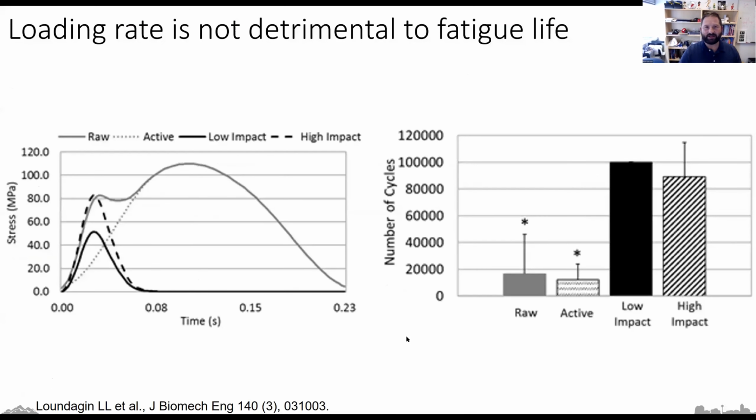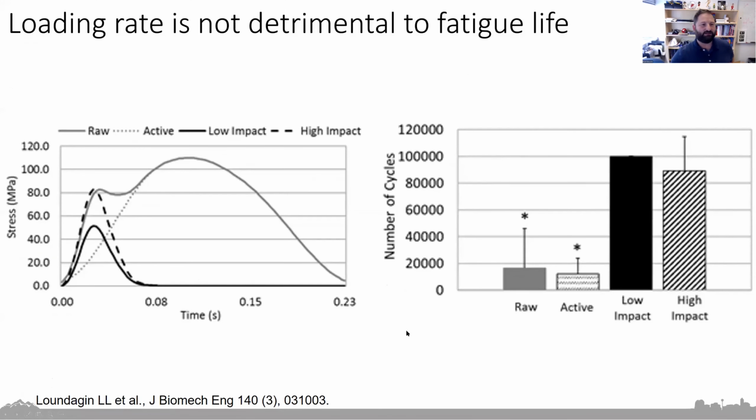Here's a study that we did where we took a ground reaction force waveform, which is this gray one here, which we call the raw curve, and it's got an impact force here and whatever. And then what we did is we decomposed this curve into its active components and impact components.